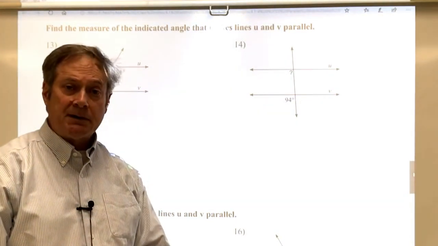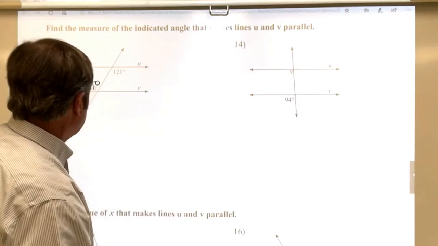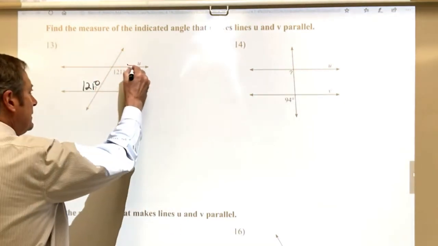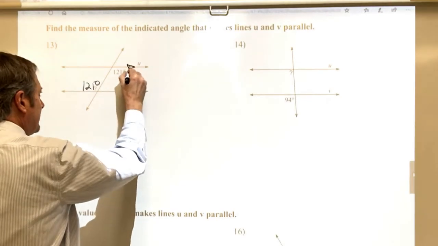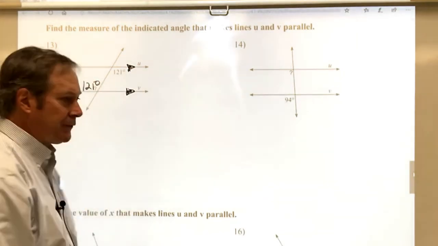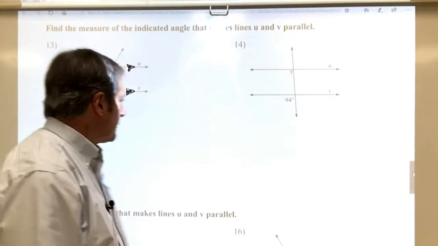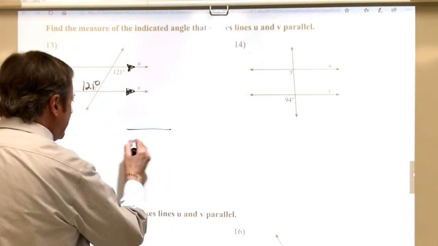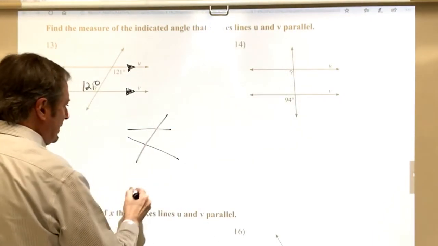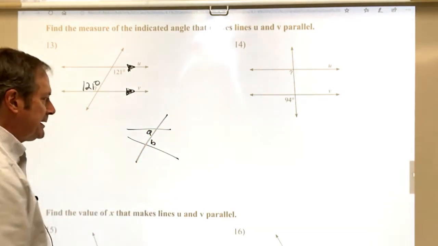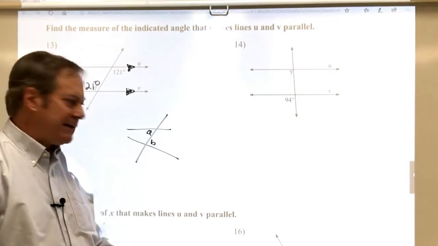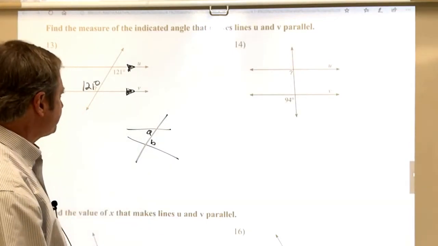Therefore, since they are alternate interior angles, that means these two lines, line U and line V, have to be parallel, since they produced alternate interior angles that are congruent. You can have alternate interior angles that are not congruent. For instance, like here, angle A and angle B are alternate interior angles, but obviously they're not the same.